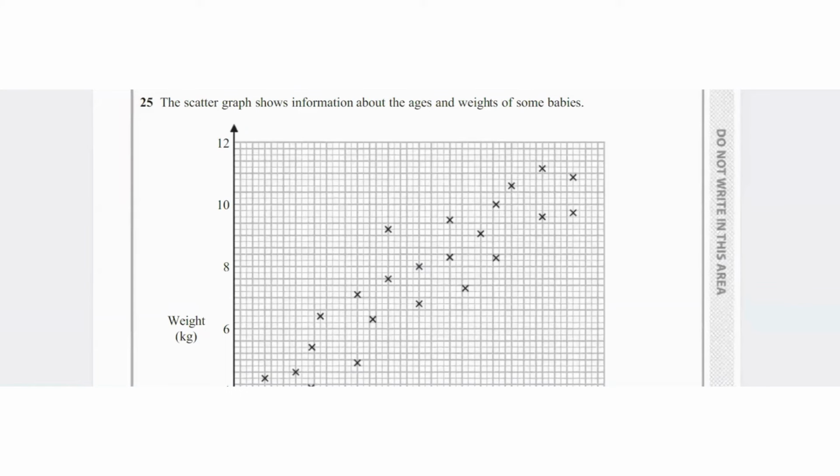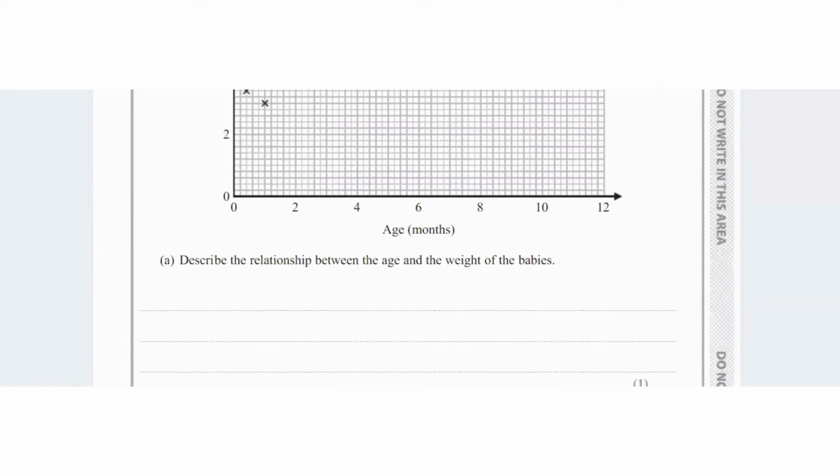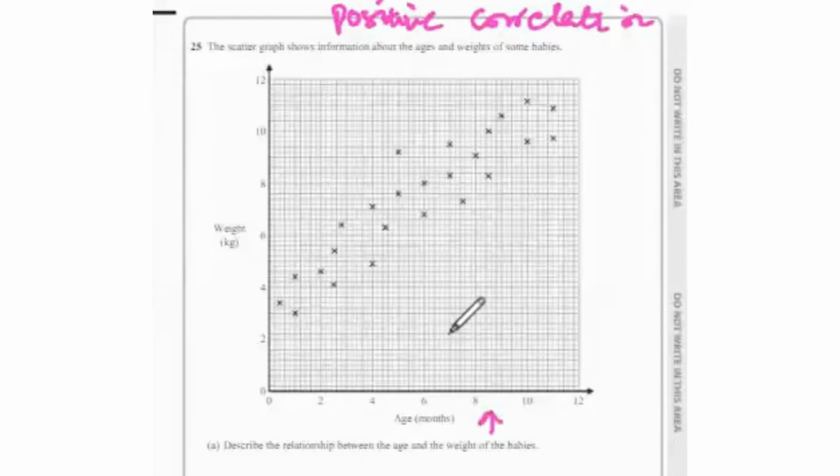Question 25 says that a scattergram shows information about the ages and weights of some babies. Describe the relationship between the age and the weight of the babies, please. As you can see, as the age is increasing, the weight of the babies is also increasing, which means there's a positive correlation. As the age of the babies increases, the weight of the babies also increases.